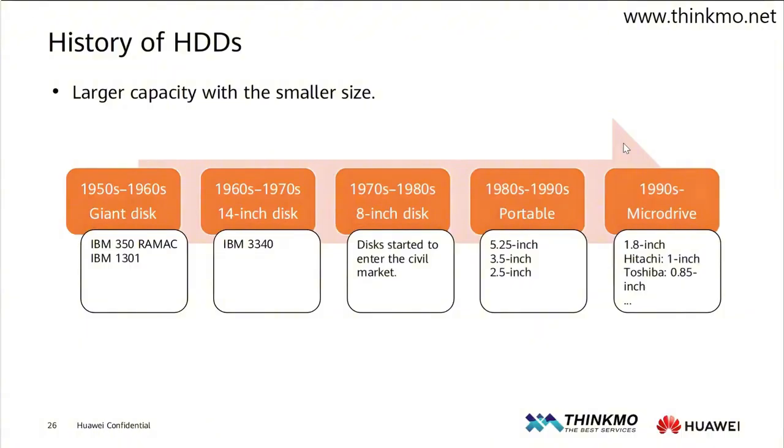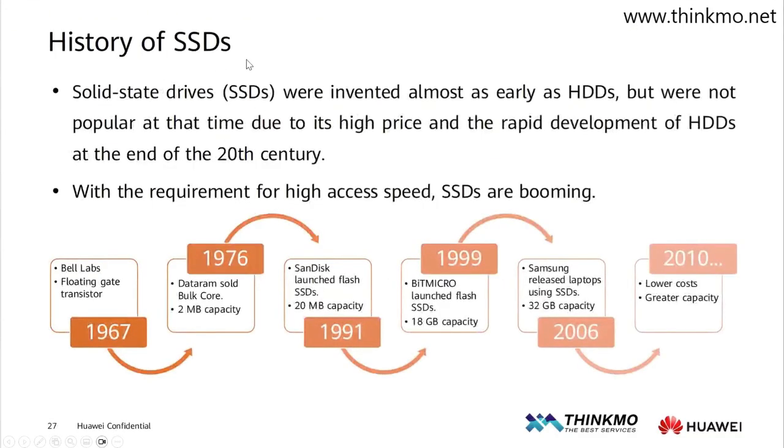Of course, the mechanical drive is still in use, right? It's not that it disappeared in the 1990s. Even today, it is still widely used. This is our first type of hard drive. Next, let's take a look at the second type. The second type is our solid-state drives.